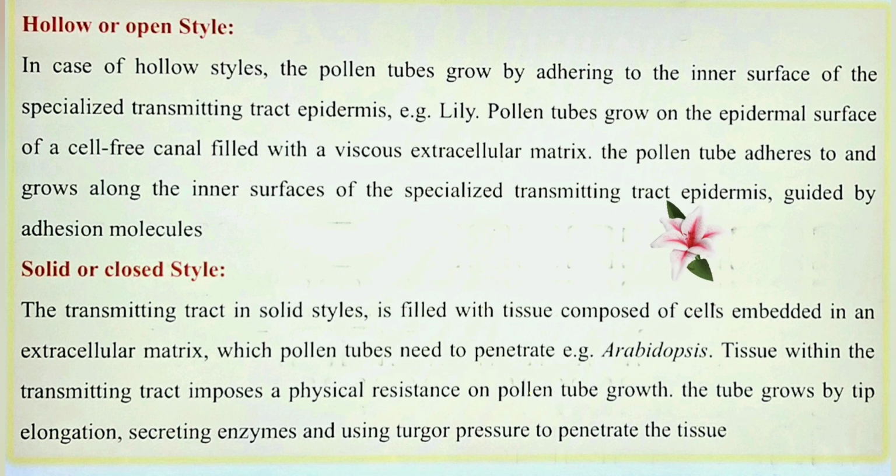Now we'll talk a little about solid or closed type of styles. The transmitting tract in solid styles is filled with tissue composed of cells embedded in an extracellular matrix which pollen tubes need to penetrate. This is seen in Nicotiana, Arabidopsis, all these. Tissue within the transmitting tract imposes a physical resistance on pollen tube growth. The tube grows by tip elongation, secreting enzymes and using turgor pressure to penetrate the tissue.